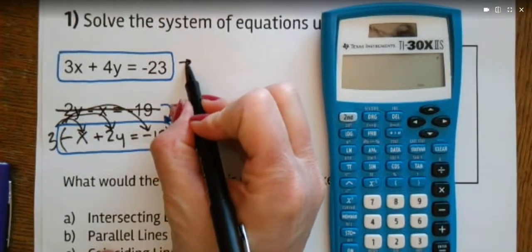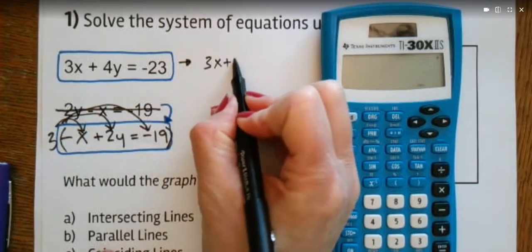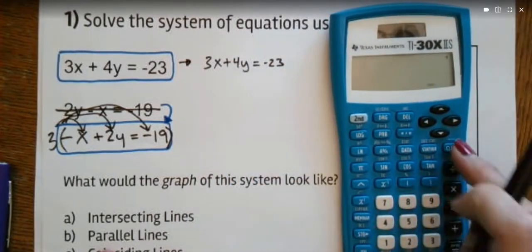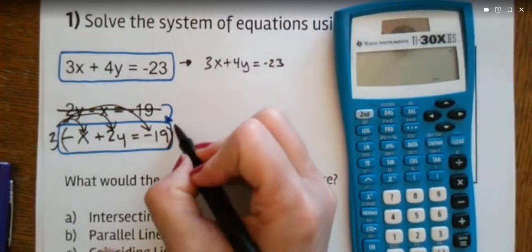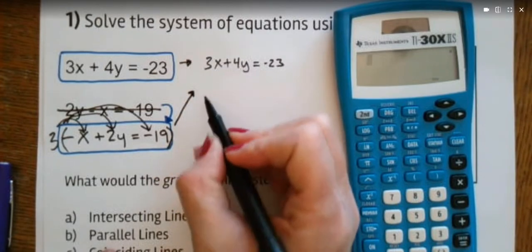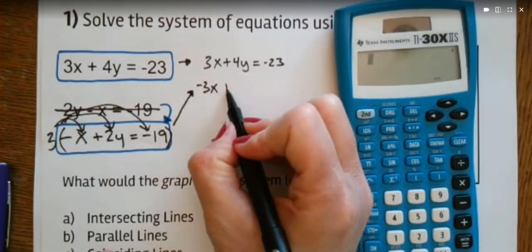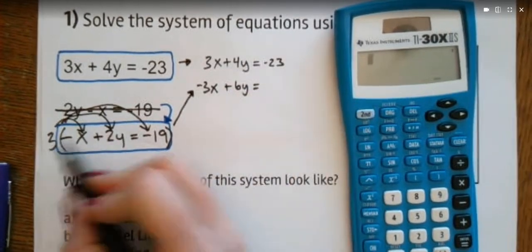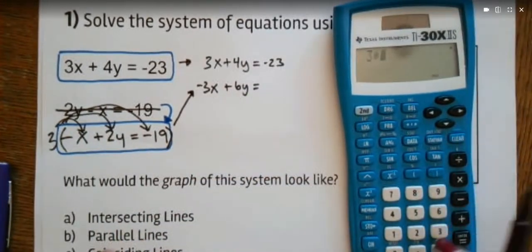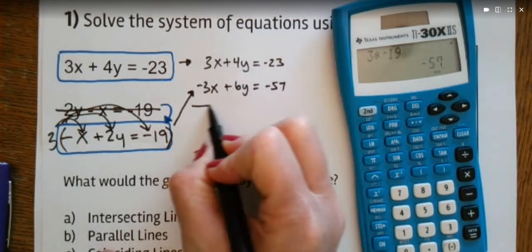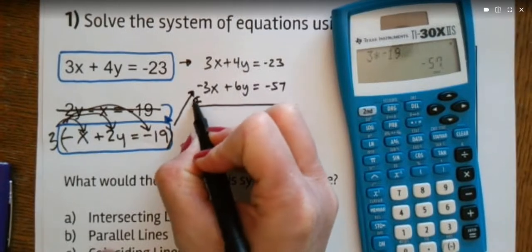The first equation will remain the same: 3x plus 4y equals negative 23. So we're going to copy that one down. The second equation, I'm just going to put right up here underneath it, will be negative 3x. 3 times 2y will be positive 6y. And 3 times negative 19, negative 57. And now we are ready to add the equations together.